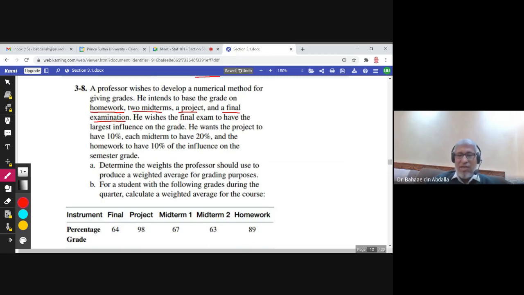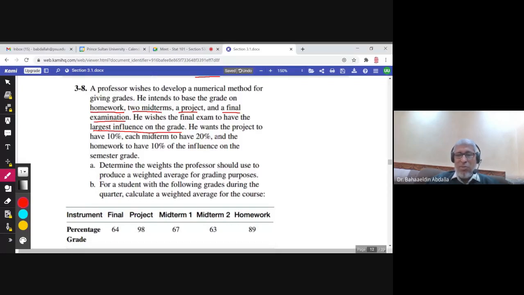He wishes the final exam to have the largest influence on the grade. And this is always the case. We always need the final exam to have the largest influence. The reason is that the final exam is comprehensive and includes all the material, so it should really weigh more than all the other components.